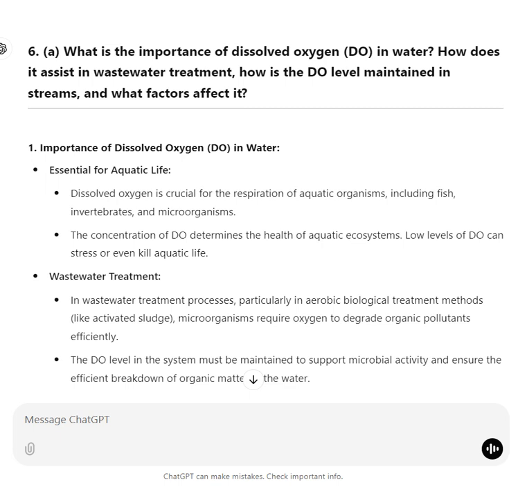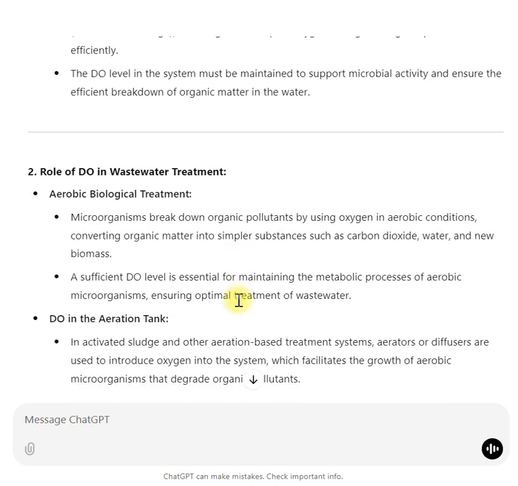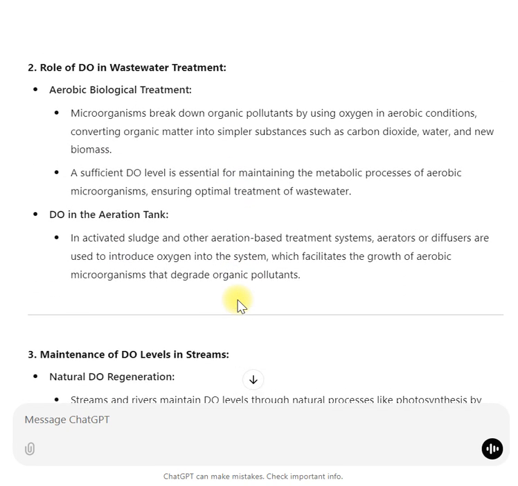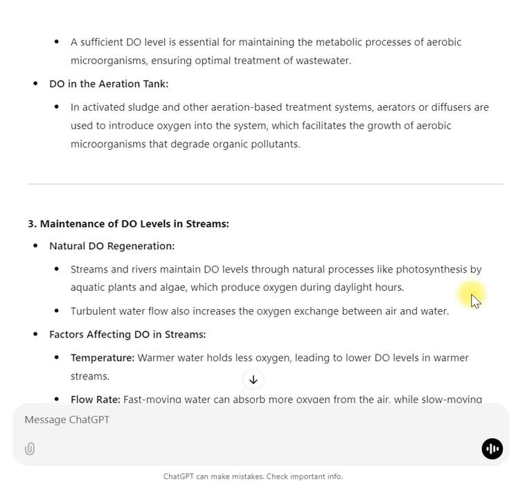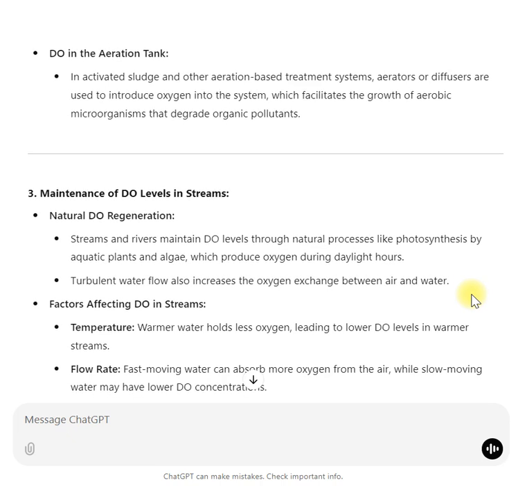2. Role of DO in wastewater treatment. Aerobic biological treatment: Microorganisms break down organic pollutants by using oxygen in aerobic conditions, converting organic matter into simpler substances such as carbon dioxide, water, and new biomass. A sufficient DO level is essential for maintaining the metabolic processes of aerobic microorganisms, ensuring optimal treatment of wastewater. DO in the aeration tank: In activated sludge and other aeration-based treatment systems, aerators or diffusers are used to introduce oxygen into the system, which facilitates the growth of aerobic microorganisms that degrade organic pollutants.